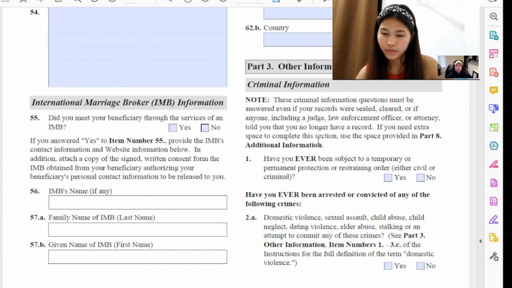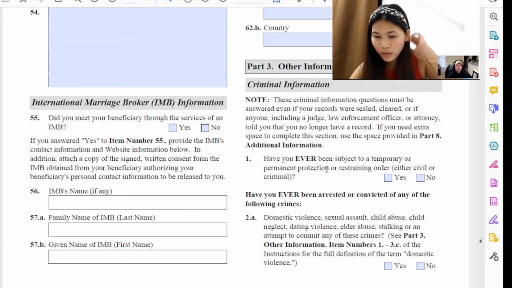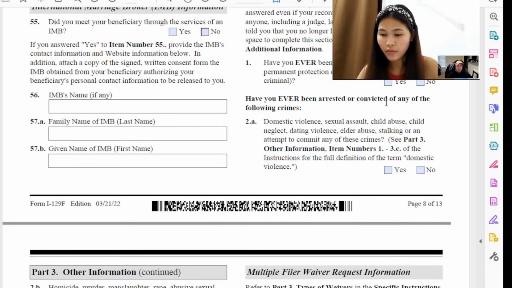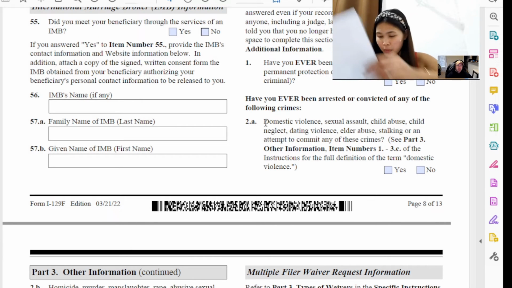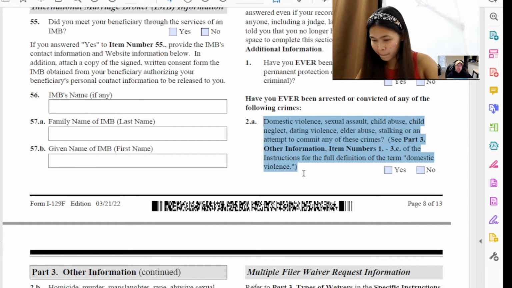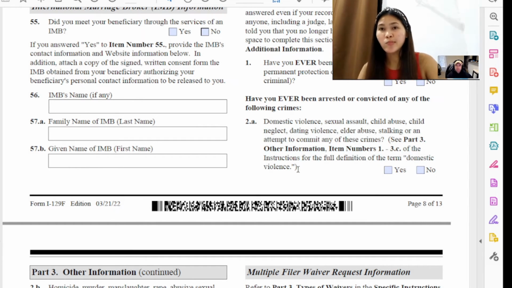Other information, criminal information. This is where it's going to go over: do you have a criminal history, essentially? Have you ever been subject to a temporary or permanent protection or restraining order? Yes or no? Have you ever been arrested or convicted of any of the following crimes? And you better read these, because remember, the embassies will know if you've been arrested or convicted of a crime, and they will find out that you have fraudulently lied on this form, and you could permanently stop your visa process forever. Do not lie on the form.